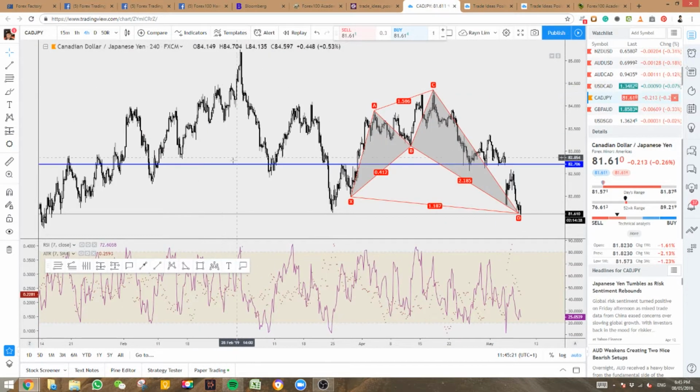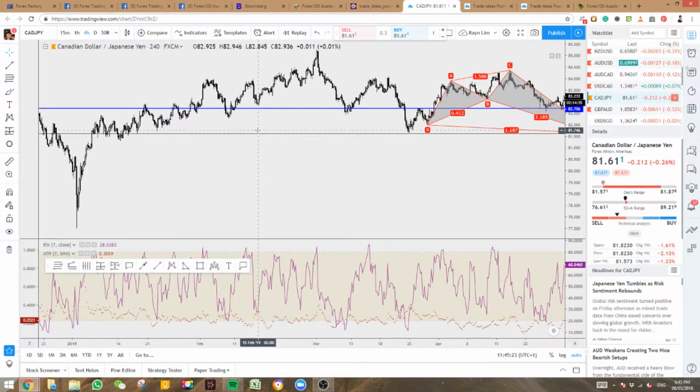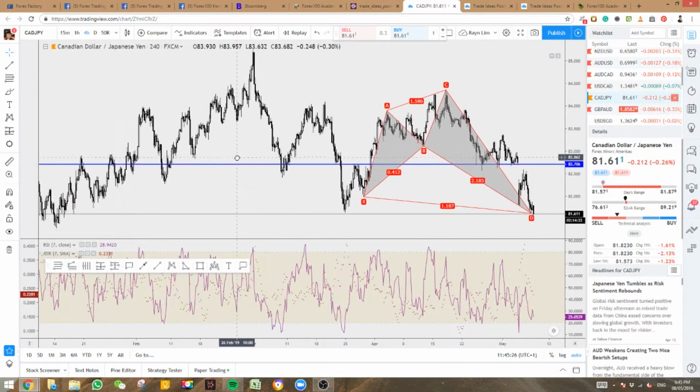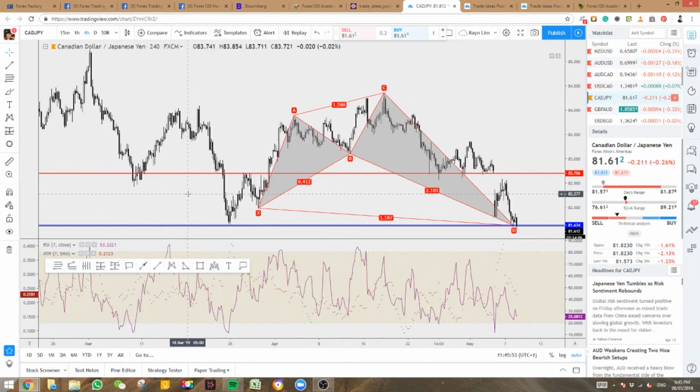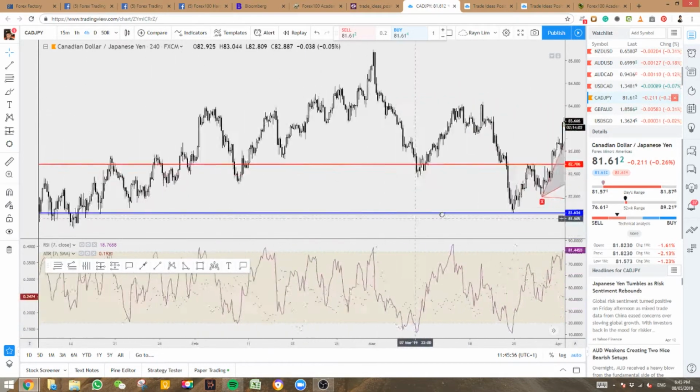It's because if you look a bit far enough, this level came back to the previous support. And if you look left, there is support over here as well. So if I draw a line across, support, resistance.